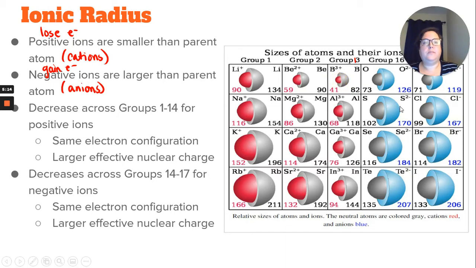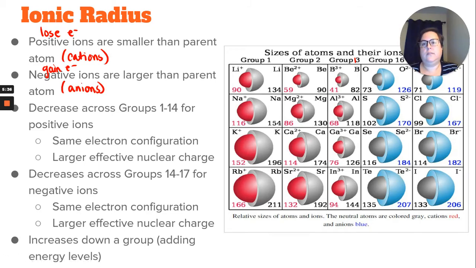As you go from groups 16 to 17, it's getting smaller because it's a larger effective nuclear charge. So again, you have more protons, so they're able to pull those electrons in a little bit easier. If we look down a group, we're still increasing, and that's because you're adding those energy levels.